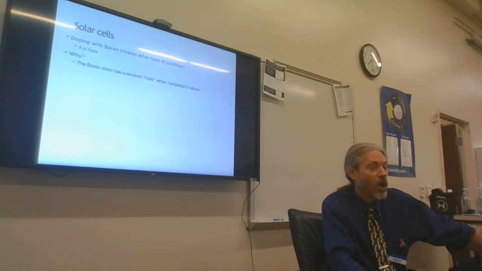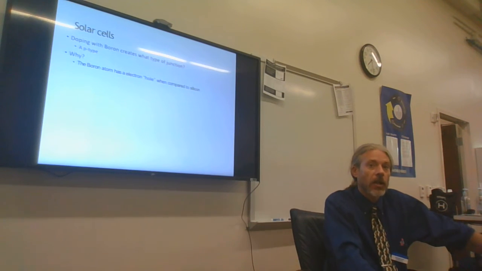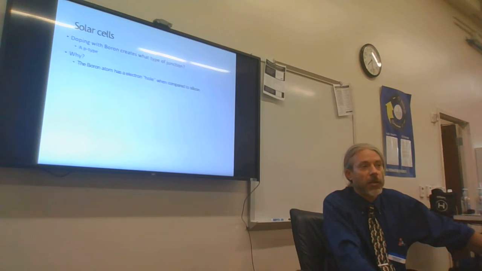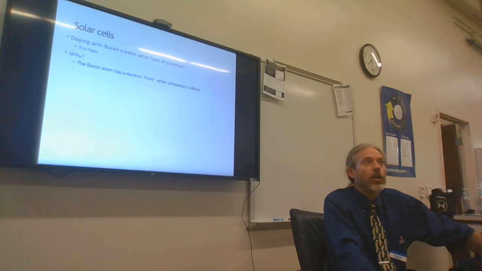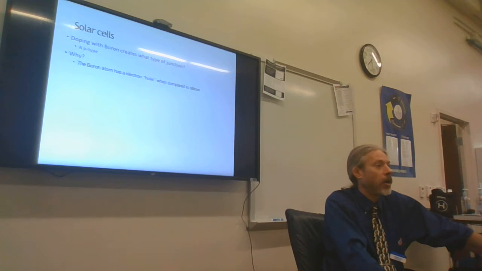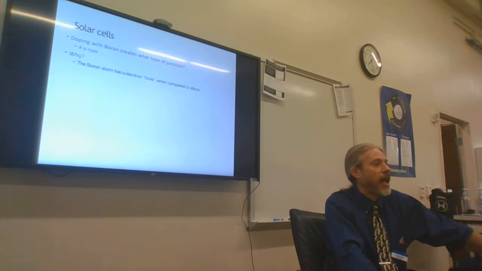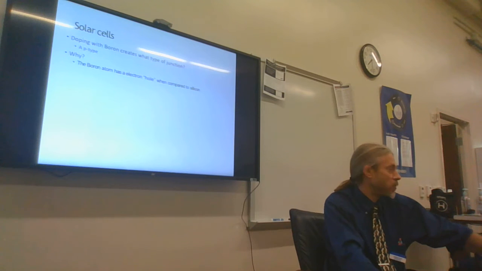So it has an electron hole. All right. It would like one extra electron to become balanced. An electron having a negative charge would gravitate towards a boron atom that has one short negative charge. It has a one positive charge.